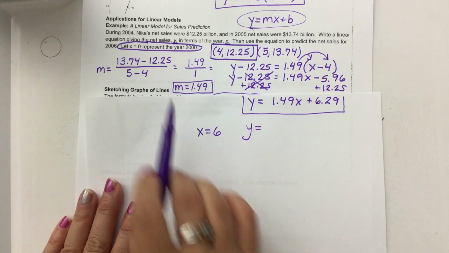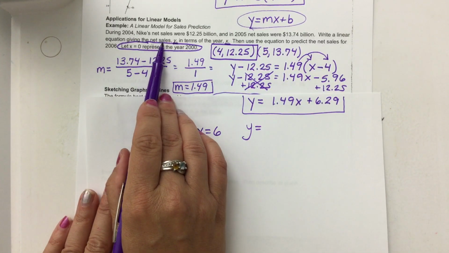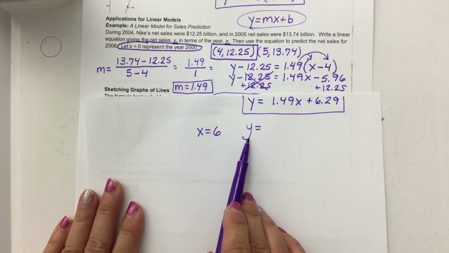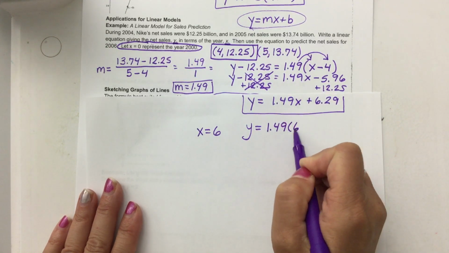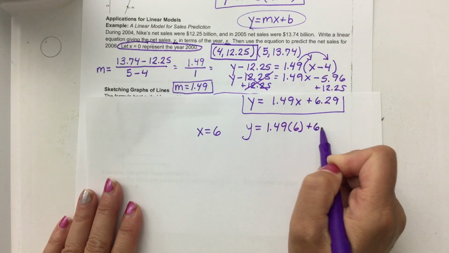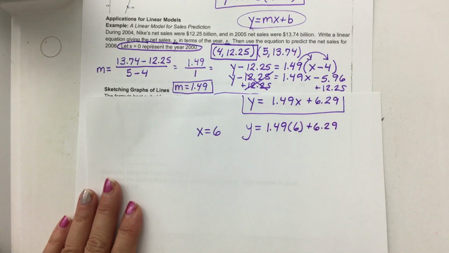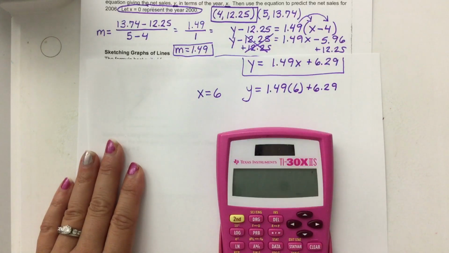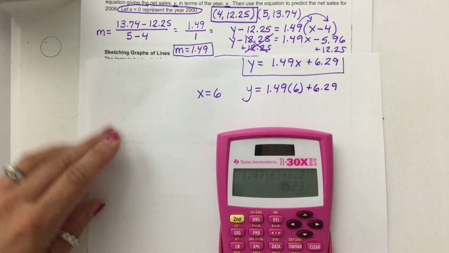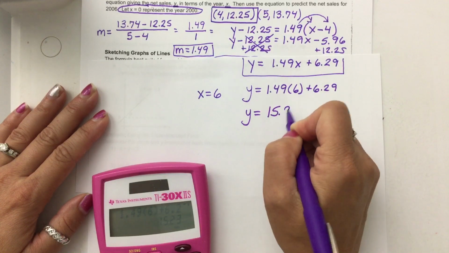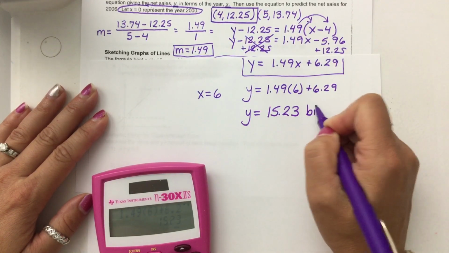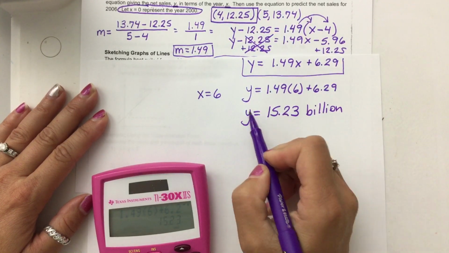So y, remember they told us that the net sales is what y is representing. So the net sales equals 1.49. x is a 6 representing 2006. Yes, you can go ahead and use your calculator. 1.49 times 6 plus 6.29. I get 15.23. So y equals 15.23. We have to remember to label this billion.